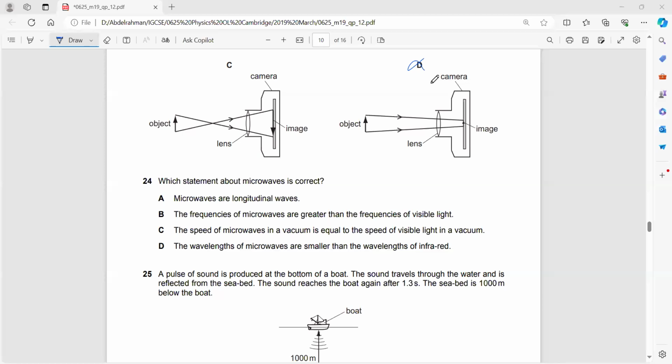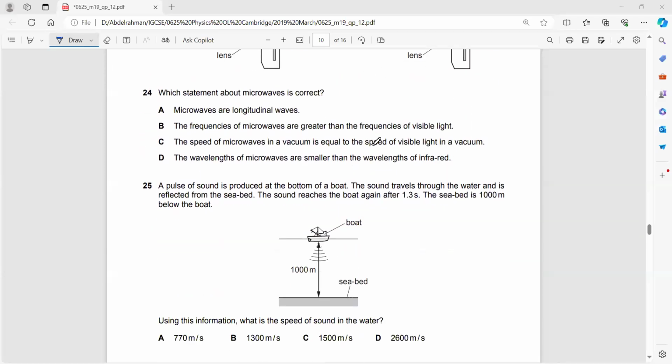It's diminished. Which statement about microwaves is correct? Microwaves, are they longitudinal? No, they're not longitudinal. Are the frequencies of microwaves greater than the frequencies of visible light? The frequency of light is actually greater, so this is wrong. The speed of microwaves is equal to the speed of light. Yes, this is the correct answer.